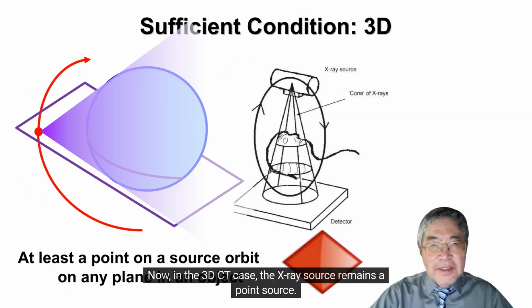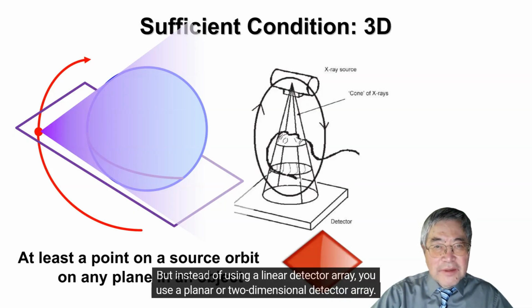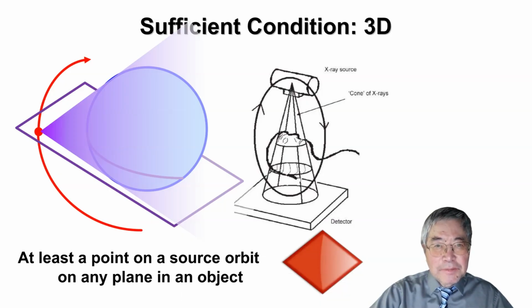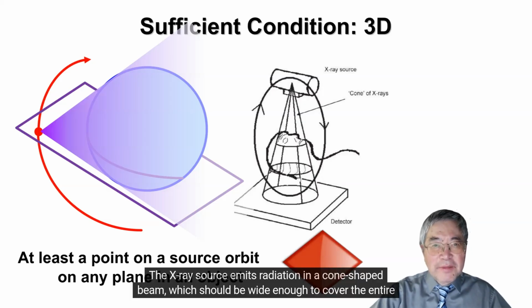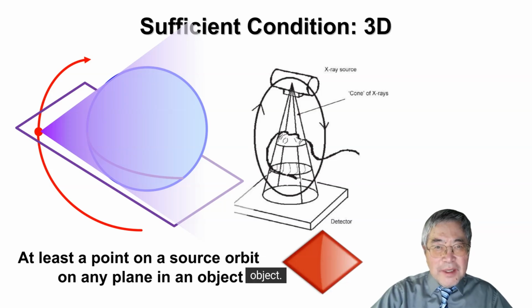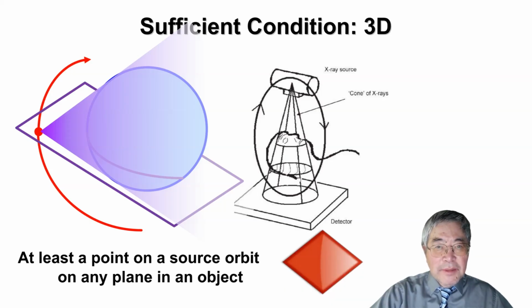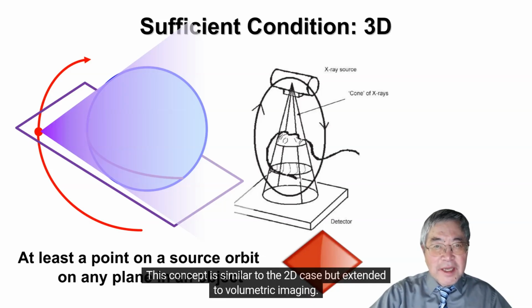Now, in the 3D CT case, the X-ray source remains a point source. But instead of using a linear detector array, you use a planar or two-dimensional detector array. This configuration results in a cone beam geometry originating from the point source. The X-ray source emits radiation in a cone-shaped beam, which should be wide enough to cover the entire object. In other words, the object must be fully contained within the cone beam to ensure complete data acquisition. This concept is similar to the 2D case, but extended to volumetric imaging.